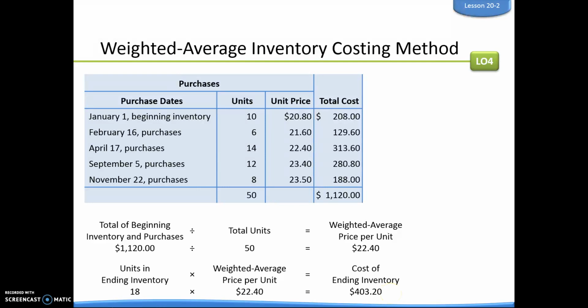Now, when you do weighted average, clearly it should be in between FIFO and LIFO. Okay, weighted average is going to be in between, and you can see that based on the numbers that we found so far for FIFO and LIFO.